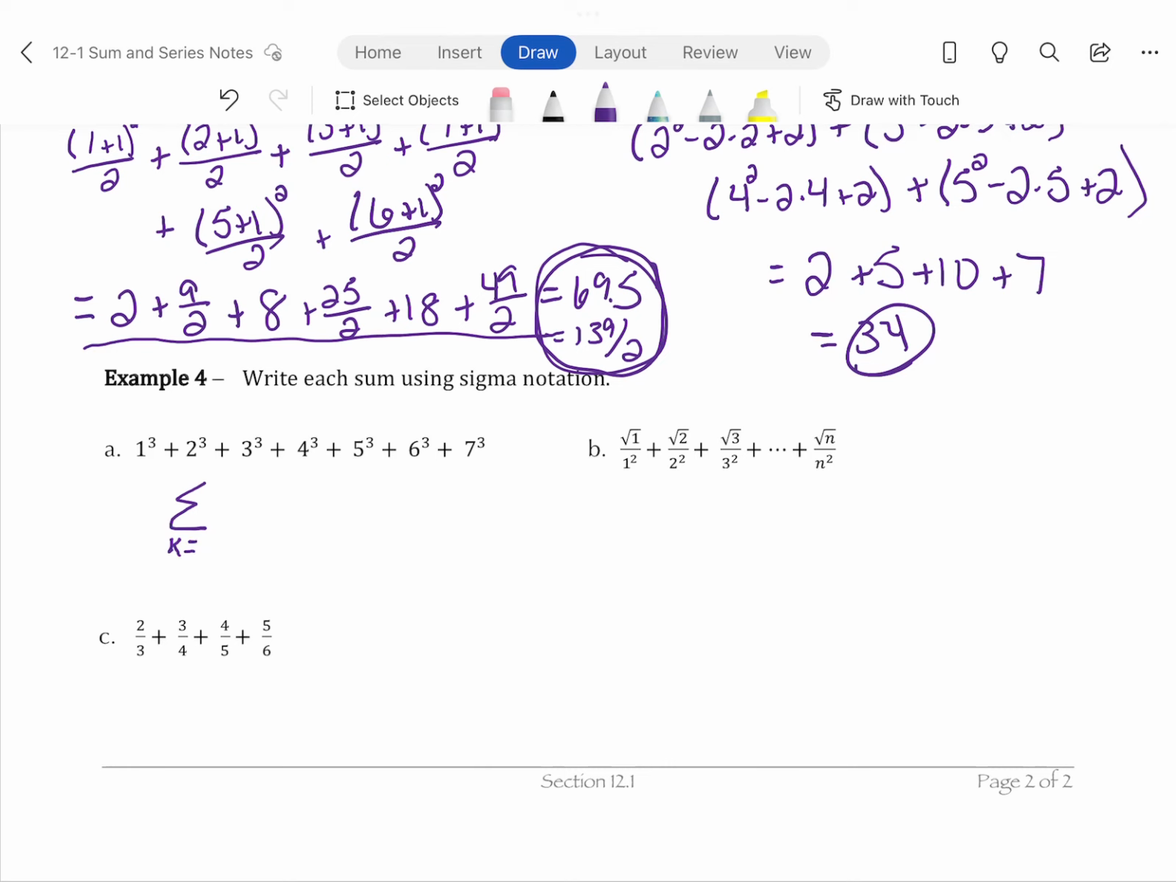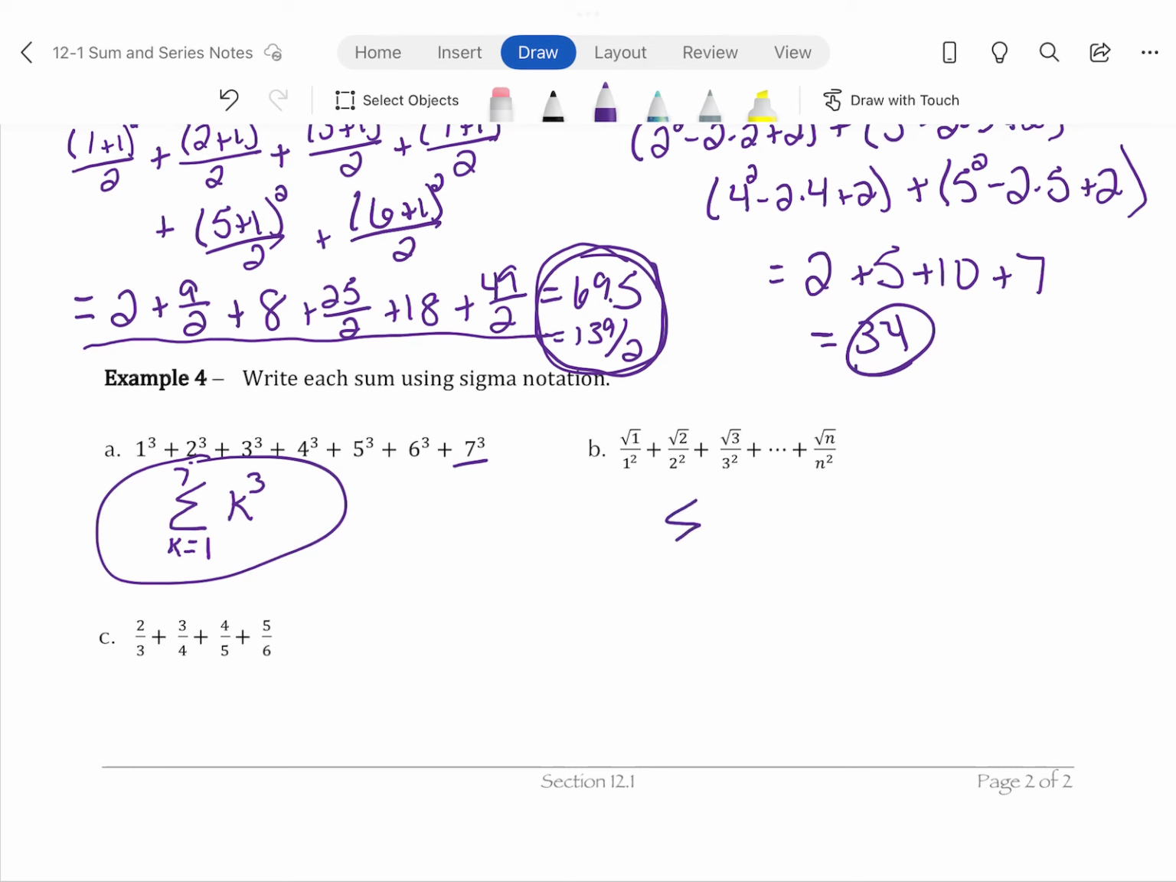What is k going to start with? And figure out what needs to be in here so that when I plug it in, I get these terms. Well, this one's pretty simple. I have 1 cubed, 2 cubed, 3 cubed, 4 cubed, 5 cubed, 6 cubed, 7 cubed. So you know the cube is staying the same. And then I'm plugging in, I go up by ones, 1, 2, 3. So here it's just the k, and I'm cubing it. I started with 1, and I ended at 7. So this is our answer. Try to see what's the same in something, what we might need to change, and go from there.